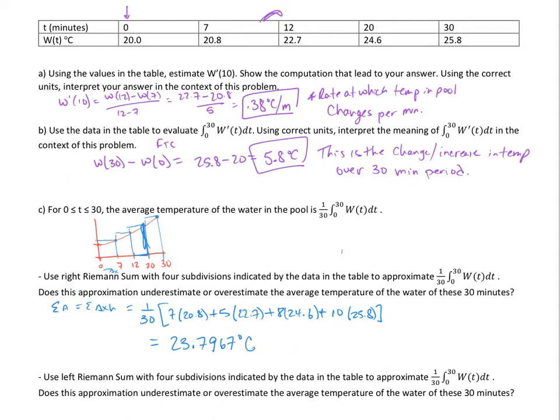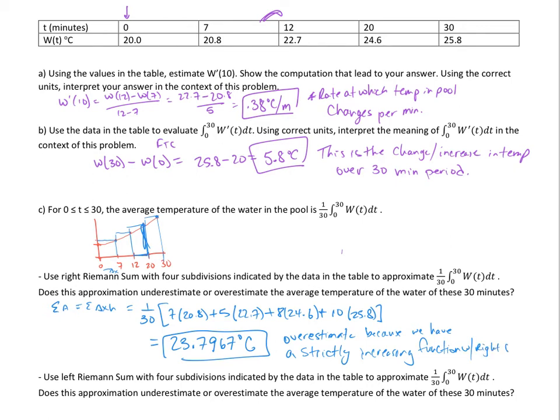you're going to get 23.7967 degrees Celsius. And we said that this is an overestimate because we have a strictly increasing function with right sums. So you can sketch this right and show it like this, and there's the visual for it. So this is the overestimate for it.